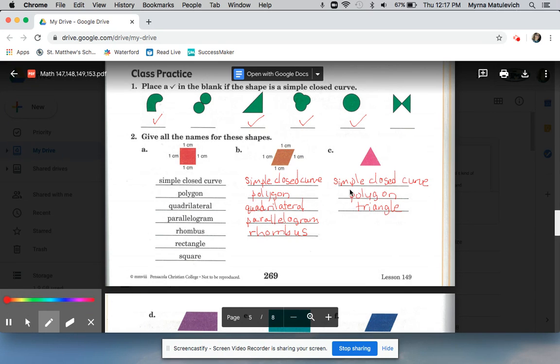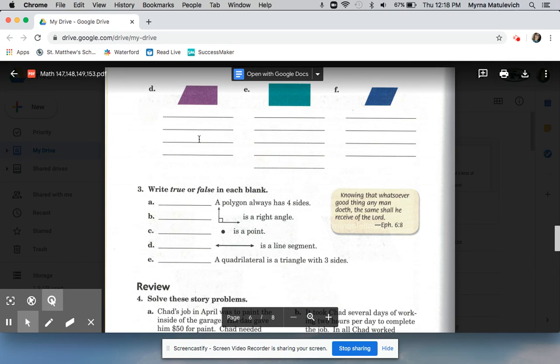And this is what you should have gotten. It's a simple closed curve. It's a polygon. All the sides are straight line segments, and it's a triangle because it only has 3 sides. Try to do D, E, and F.